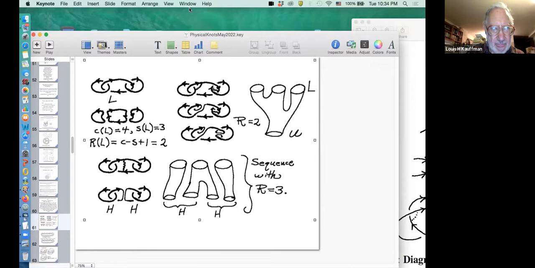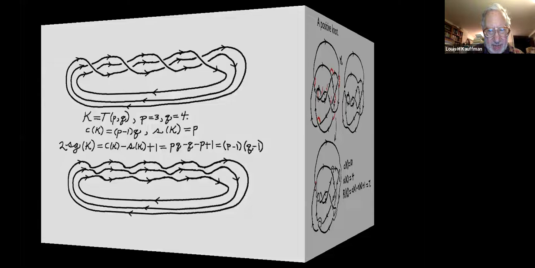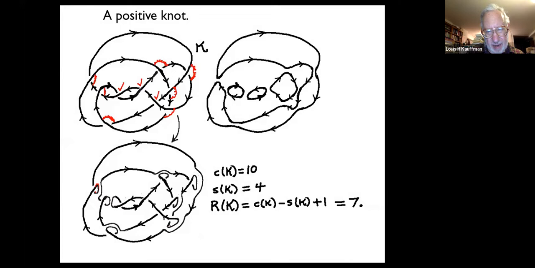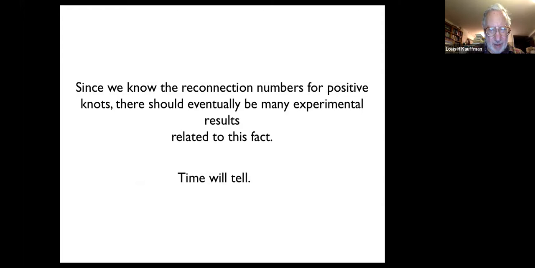There. Okay, so that's the main result. It would be interesting in this talk to review how Rasmussen's theorem works, but that's a little beyond what we can do in this talk, so we won't. But I would like to know what happens in experiments now very much.